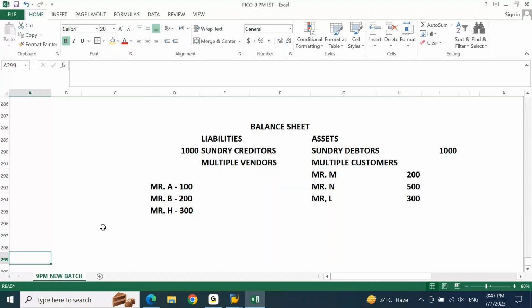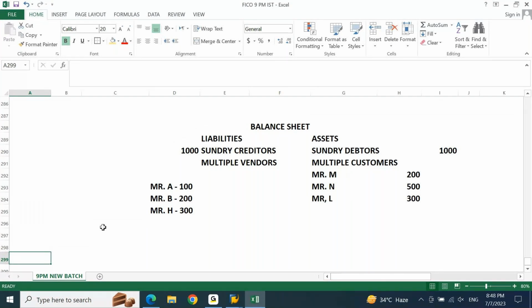Here you mentioned sundry creditors, sundry debtors, right? This is the main ledger. And below, multiple vendors, multiple creditors, these are all sub ledger, right? Sub ledger, correct. So these sundry debtors is the reconciliation account? Correct. Okay, understood. Clear? Yeah, thank you.